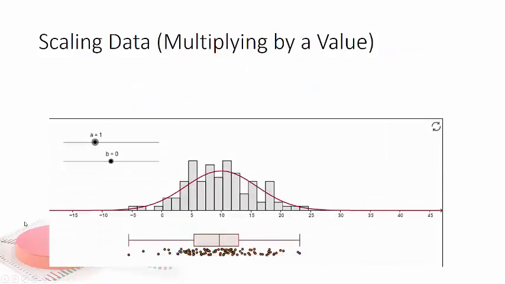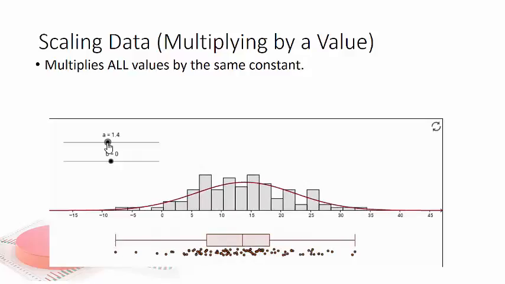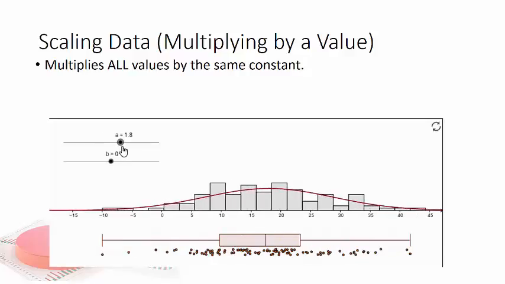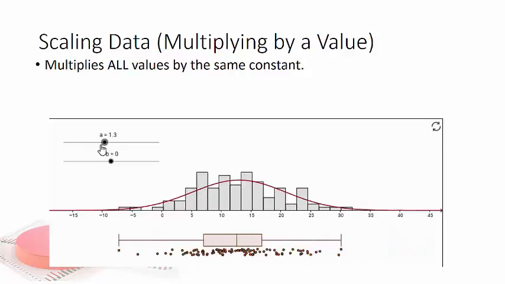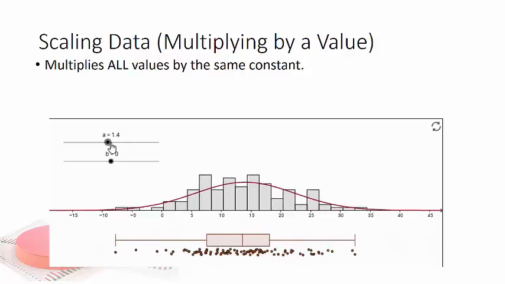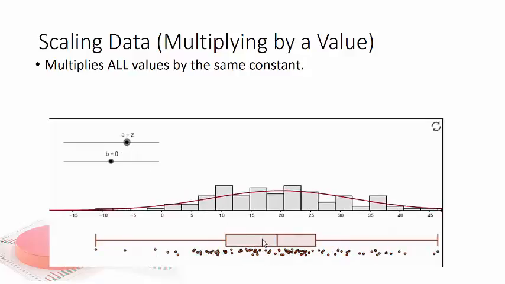Now let's take a look at scaling, which is when we multiply or divide all values by the same constant. Here I'm just doing multiplication, and I'm multiplying by a. So if I increase this, you're going to see that basically not only am I increasing the values for mean and median, so originally when I had 1 as my value right here, that was about 10. And when I change it all the way to 2, it's about 20.